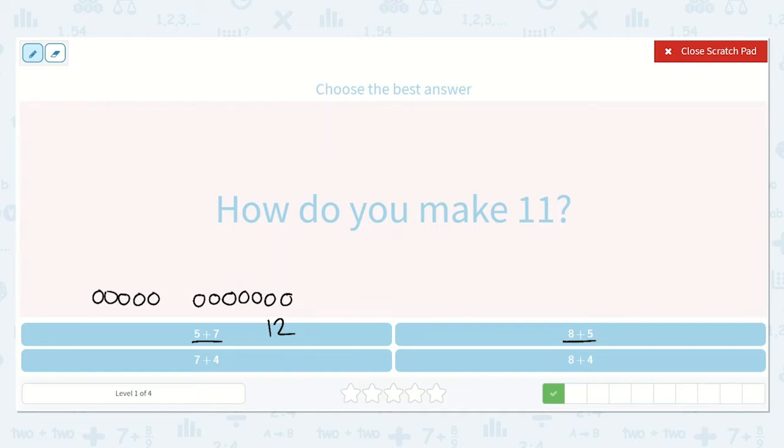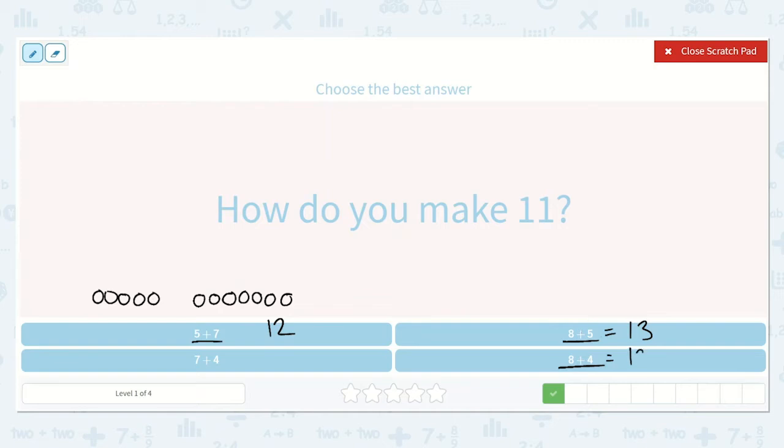Here I see 8 plus 5. Well, if 7 plus 5 is 12, 8 plus 5 is just one more. 13. All right, now I see we have 8 plus 4. Well, 8 plus 5 was 13. So 8 plus 4 is just one less than that because 4 is one less than 5.